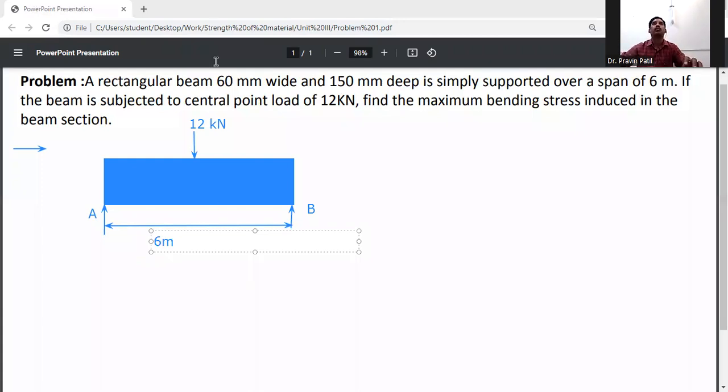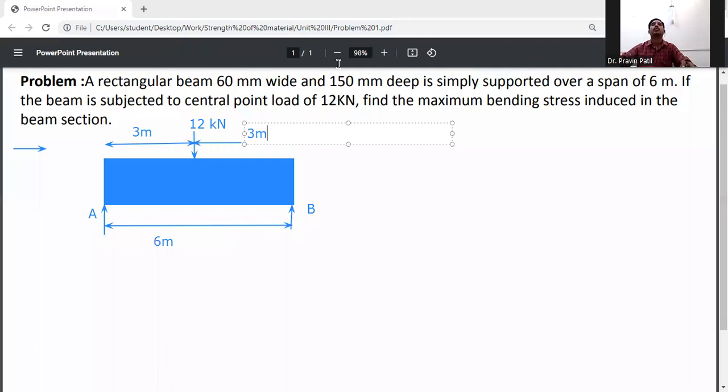And the center means, from A to the center it will be 3 meters. So this distance is 3 meters, and this distance is also 3 meters.